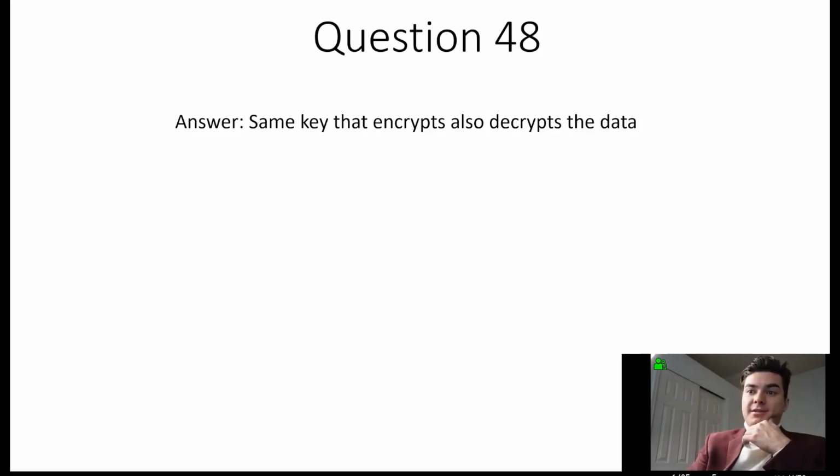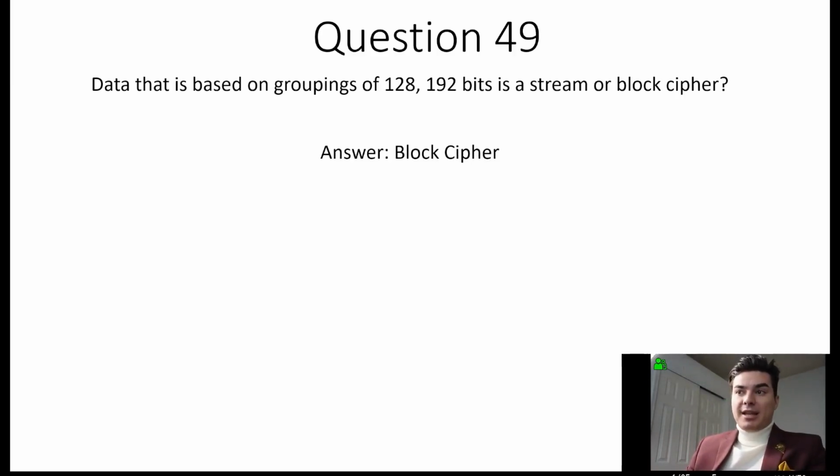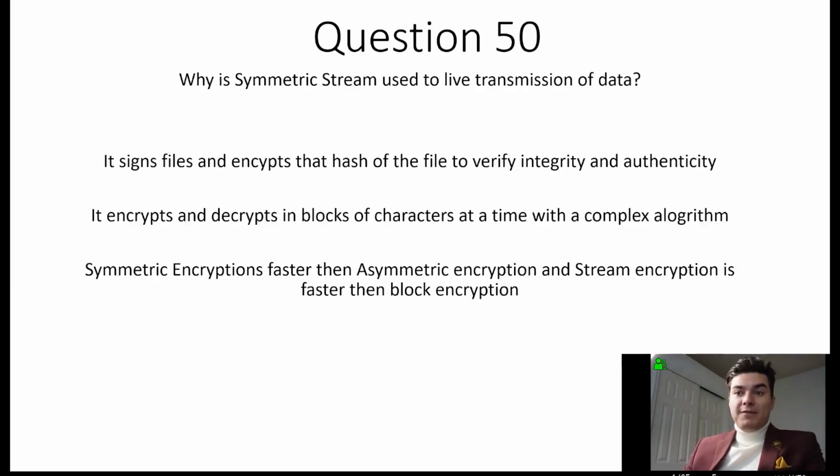Question 48. The answer, same key that encrypts and also decrypts the data. Question 49. Data that is based on groupings of 128, 192 bits is a string or block cipher. So anytime it says in groupings of bits, like 128 or 192, you automatically know that it's talking about a block cipher, because blocks are groups or sets of bits, while string would be by one. And so the answer is a block cipher. Question 50. What is a symmetric string used for live stream transmission of data?